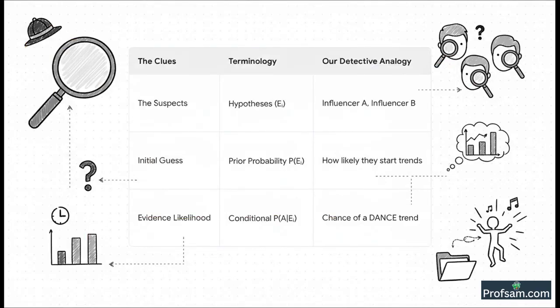Look, this slide translates the math terms perfectly into our detective analogy. Our suspects, influencer A, B, C, these are called hypotheses in probability. Our initial guess about them, like how often do they start trends in general, that is the prior probability. And the likelihood that they would start our specific clue, let's say a dance trend, that is the conditional probability. This table is basically how we organize our case file.